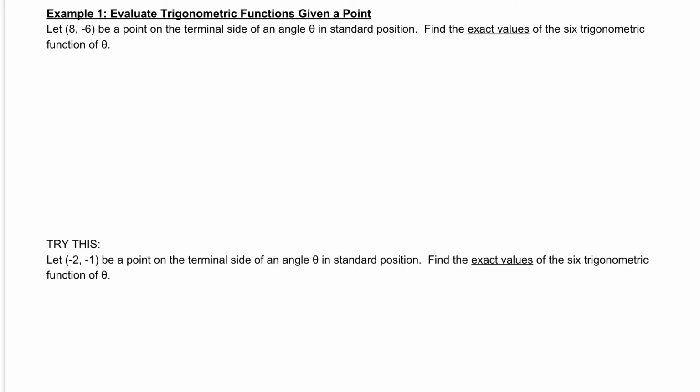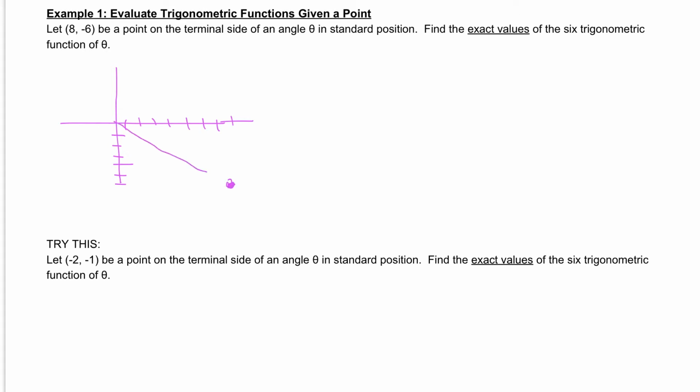In example 1, it says, let (8, negative 6) be a point on the terminal side of an angle theta in standard position. Find the exact values of the 6 trigonometric functions of theta. So what we want to do is graph that point. Let's get our axes drawn. And (8, negative 6), we've got 1, 2, 3, 4, 5, 6, 7, 8, and 1, 2, 3, 4, 5, 6. So (8, negative 6) is the point just about right here.